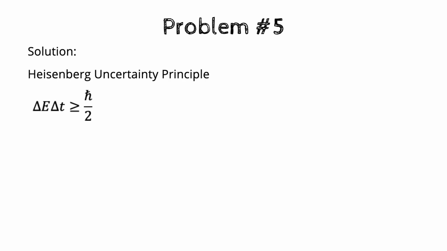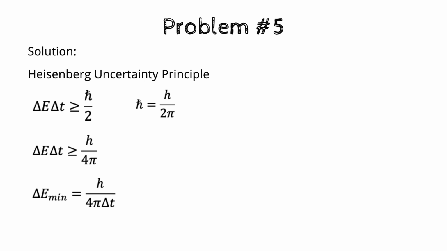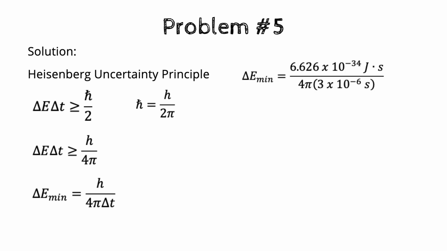In here, we use the Heisenberg uncertainty principle, delta E times delta t greater than or equal to h bar over 2, where h bar is just h over 2 pi. Rearranging the expression, we get the minimum delta E equal to h over 4 pi delta t. Plugging in, we have h, 6.626 times 10 to the negative 34 joule-second, over 4 pi, times delta t, 3 times 10 to the negative 6 second.